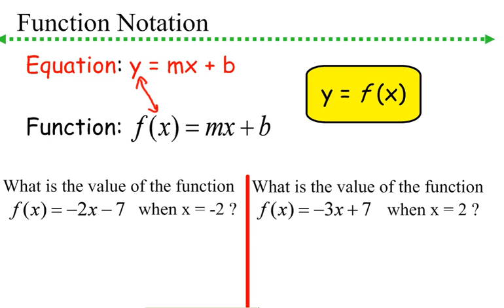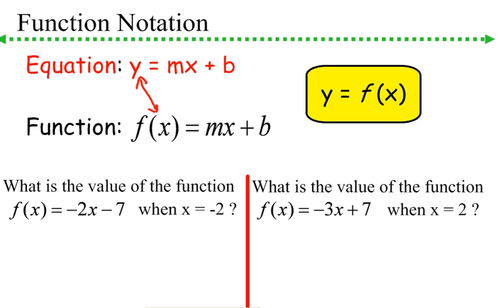Okay, so function notation. What is function notation? Well, take a look at what we have called an equation up until now. In slope-intercept form, we use the equation y equals mx plus b. If I write that in function notation, it looks like f of x equals mx plus b, where you can see that f of x is simply taking y's spot.